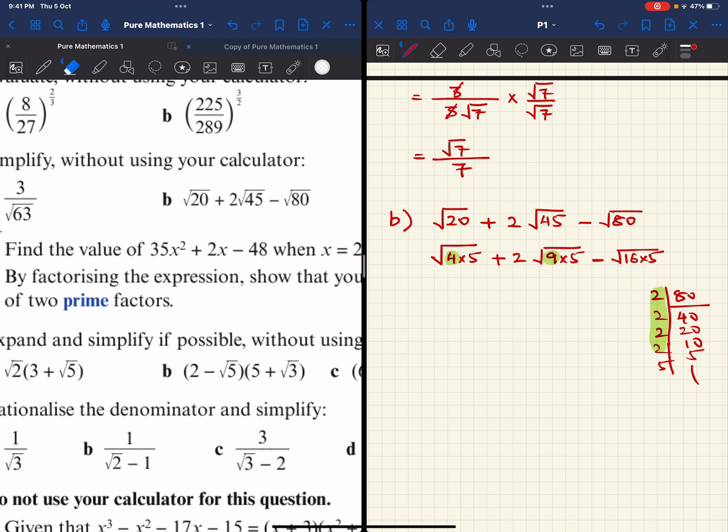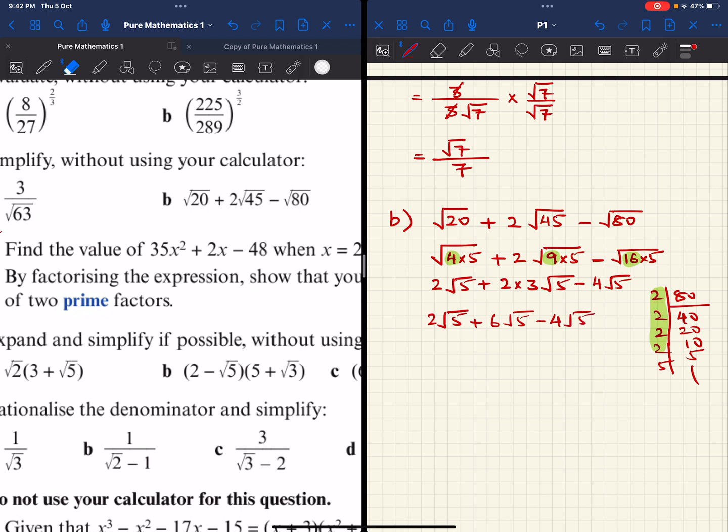Okay, so we have got all our square numbers. Now we can bring them all out. 2 root 5 plus 2 times 3, the 9 comes out to give 3 root 5, minus 16 comes out to give 4 root 5. Now we have 2 root 5 plus 6 root 5 minus 4 root 5.